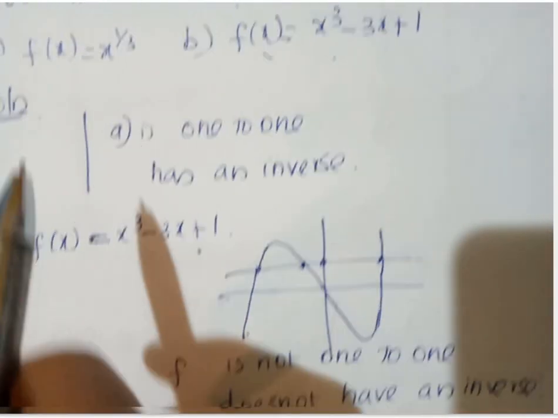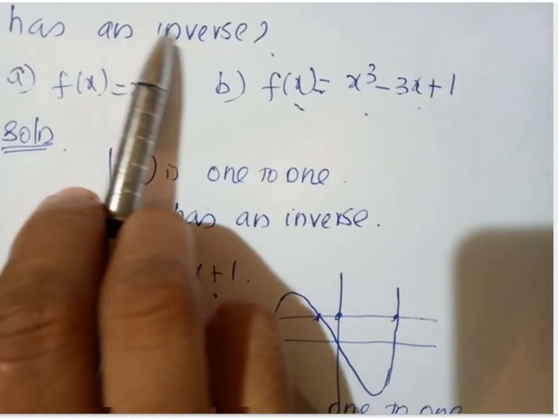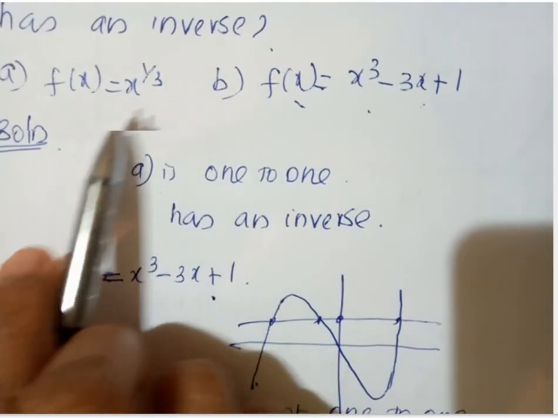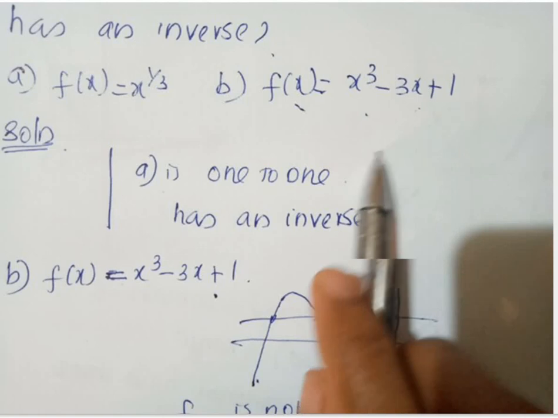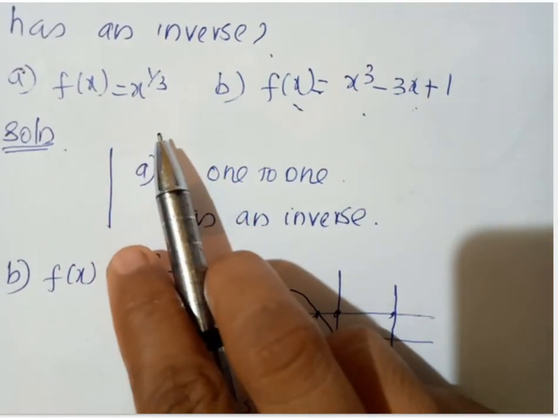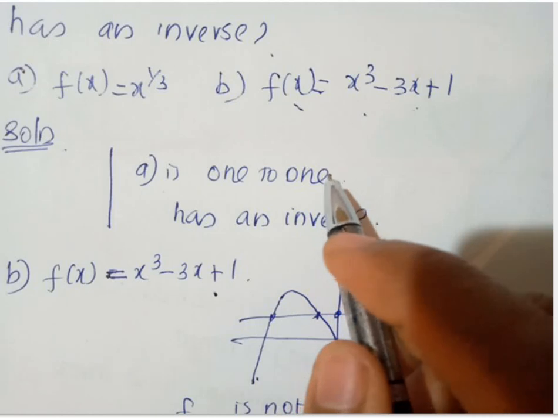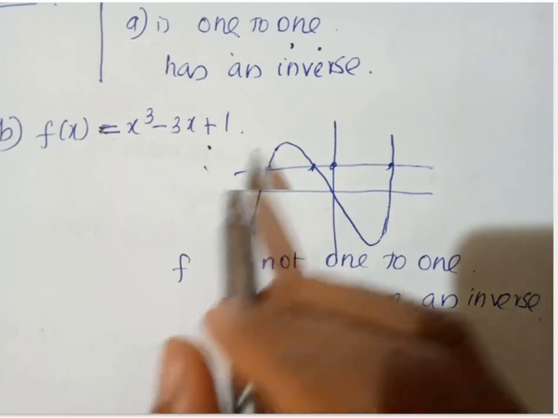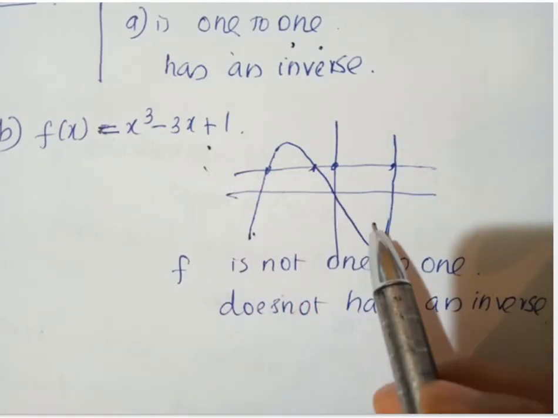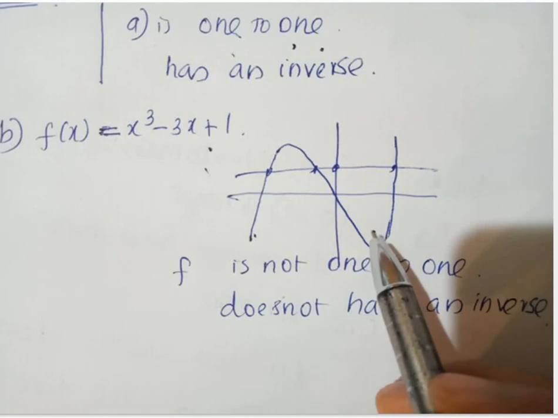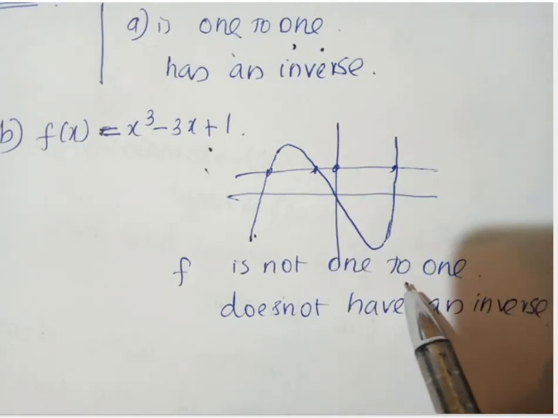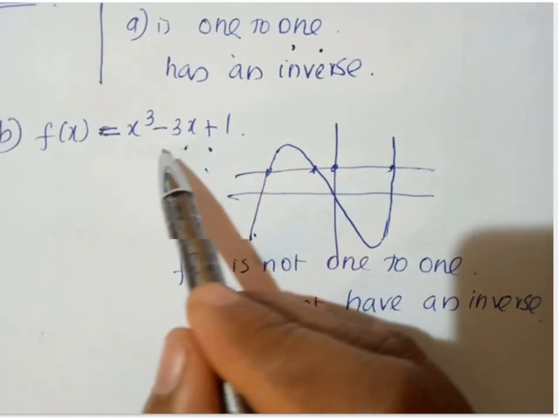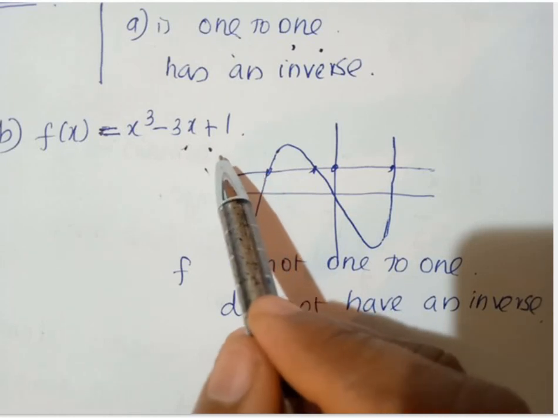Okay, is it clear? We have done this question very clearly, I think. Determine whether the function has an inverse: x raised to 1 by 3, x cube minus 3x plus 1. The first one we know from the graph itself, but through the horizontal line test we can determine that it is 1 to 1. The same case, x cube minus 3x plus 1, through the horizontal line test we can see that it is not 1 to 1. So the graphing is a little bit difficult. So you have to draw using the graphing method.